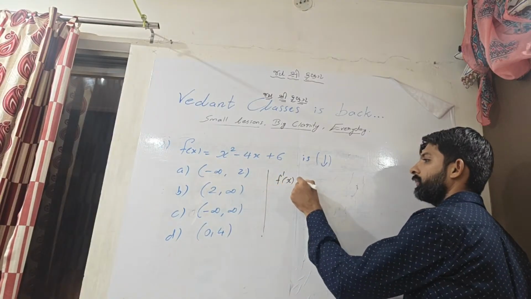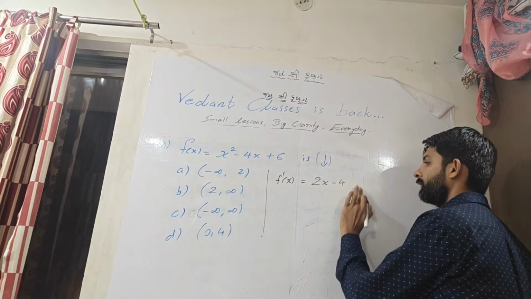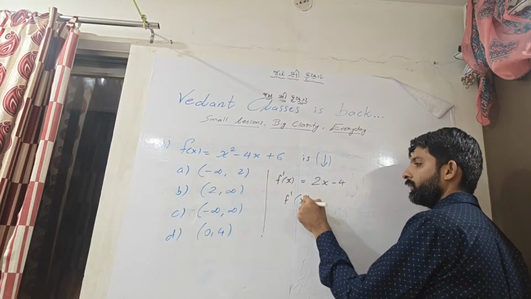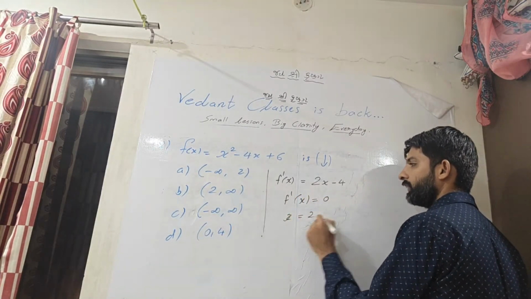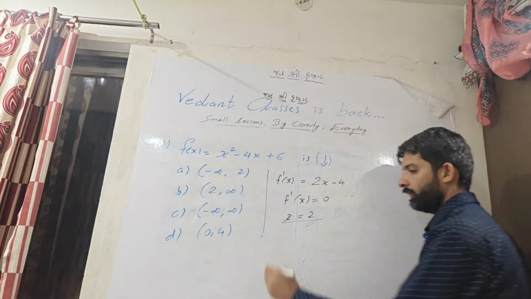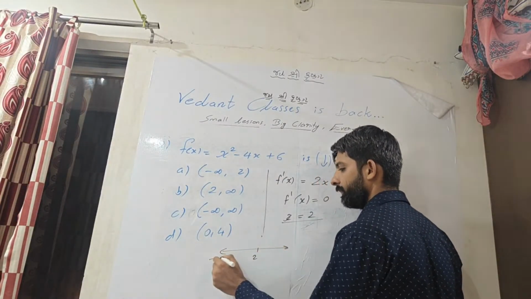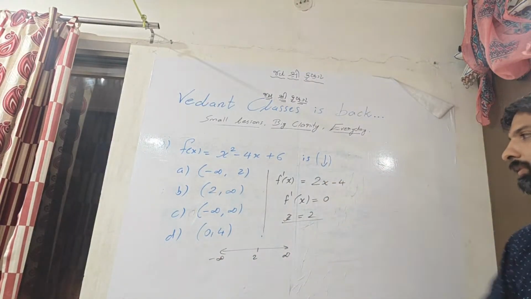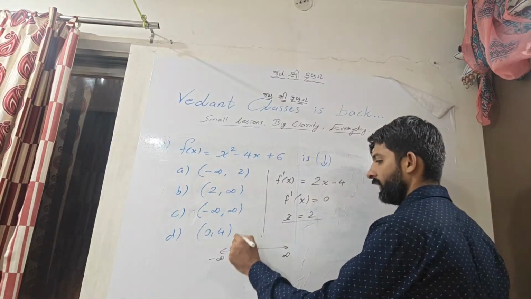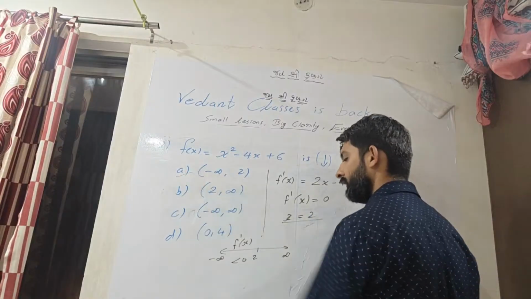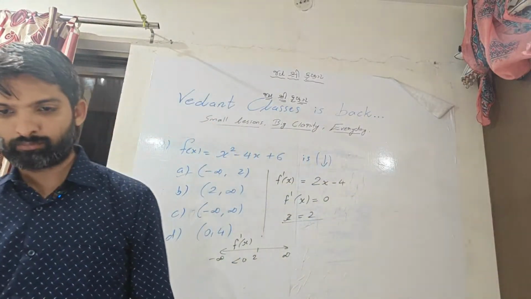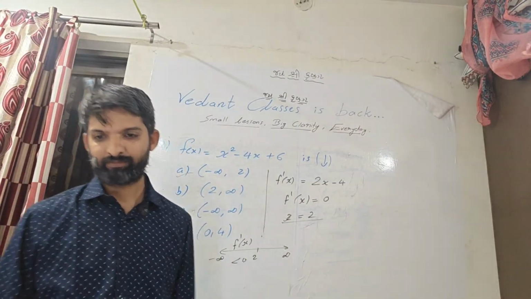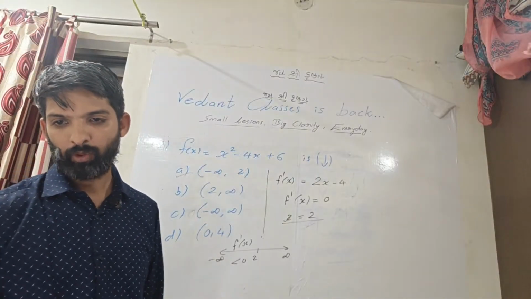f dash of x is equal to 2x minus 4. Now for a decreasing function, f dash of x is less than 0, and first you can just write f dash of x is equal to 0. So you will get the value of x to be 2. Now you draw the number line. And when you keep the value from minus infinite to any value, let's say minus 10, over here, f dash of x will be negative. So option A will be the right answer.